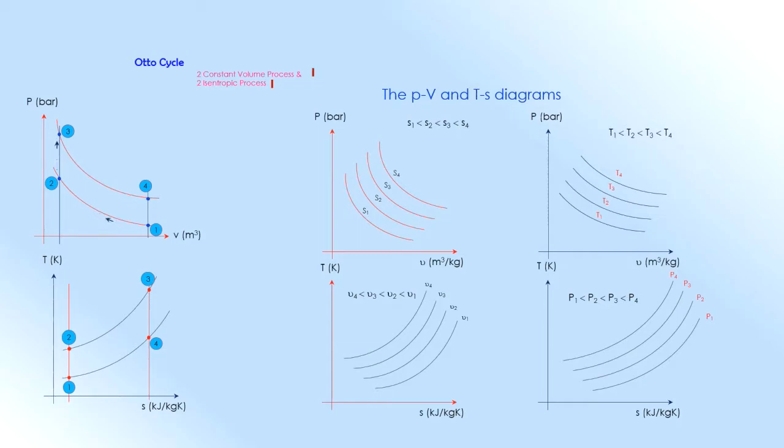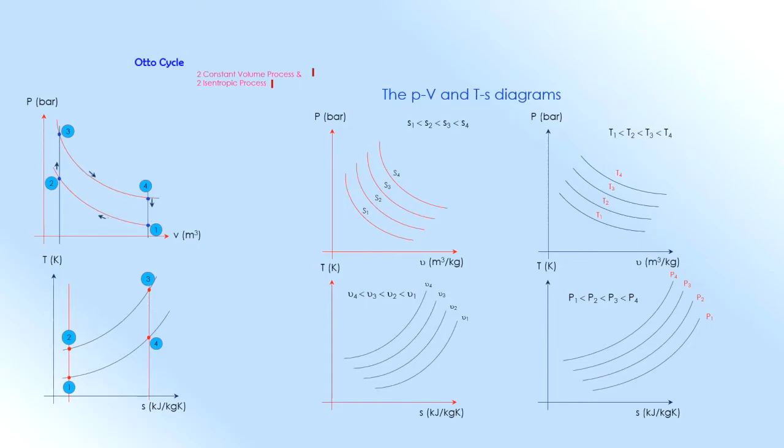And then another arrow from 2 to 3, and then another one from 3 to 4, and then back to state point 1. So it completes a cycle. That is an Otto cycle on the PV diagram.